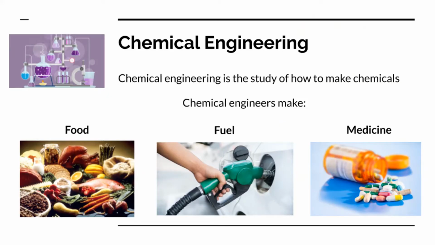Through this project, we're going to learn about chemical engineering. Chemical engineers use chemistry, physics, and math to produce food, fuel, and medicine. To become a chemical engineer, you can choose to major in chemical engineering at a university like UT.